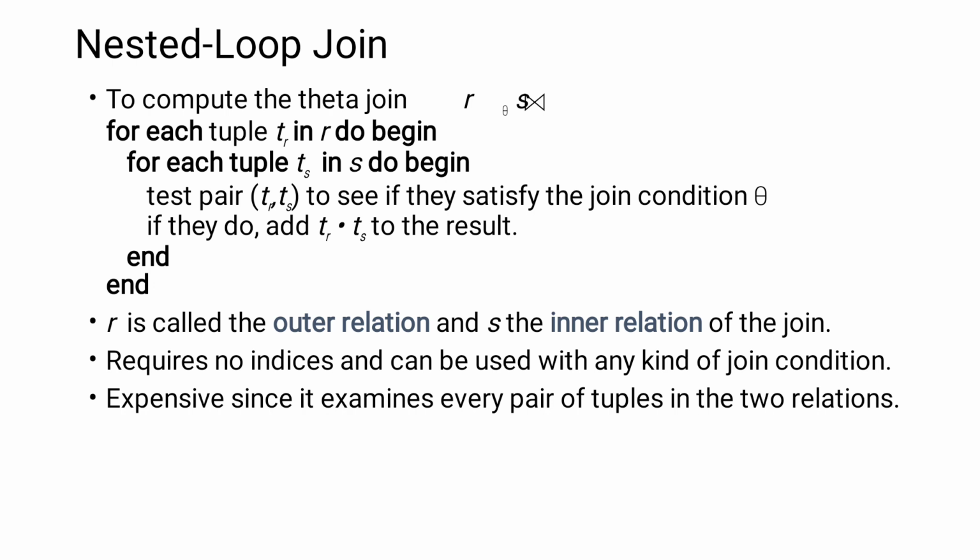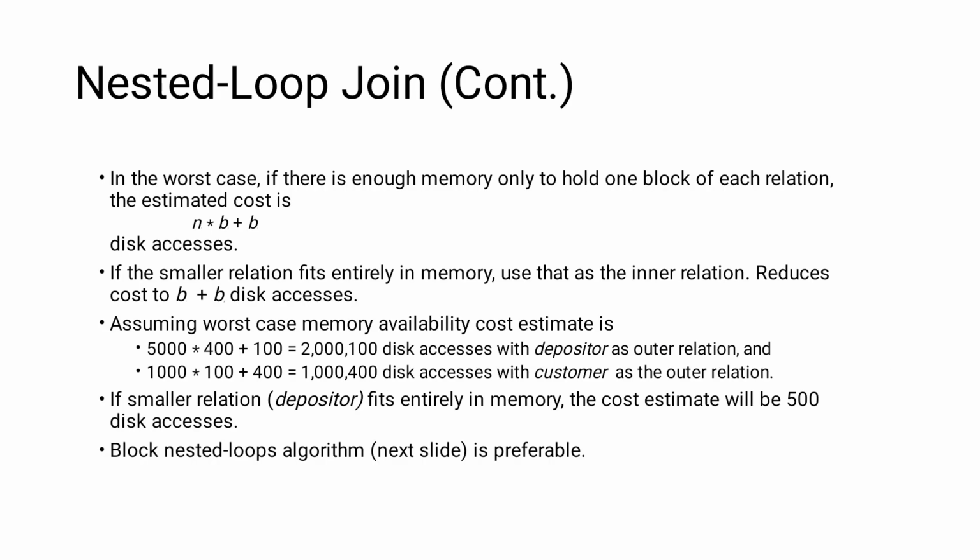Let us consider the cost of the nested loop join algorithm. The number of pairs of tuples to be considered is NR into NS, where NR denotes the number of tuples in R and NS denotes the number of tuples in S. For each record in R, we have to perform a complete scan on S. In the worst case, the buffer can hold only one block of each relation. Total NR into BS plus BR block accesses would be required. BR and BS denote the number of blocks containing tuples of R and S.